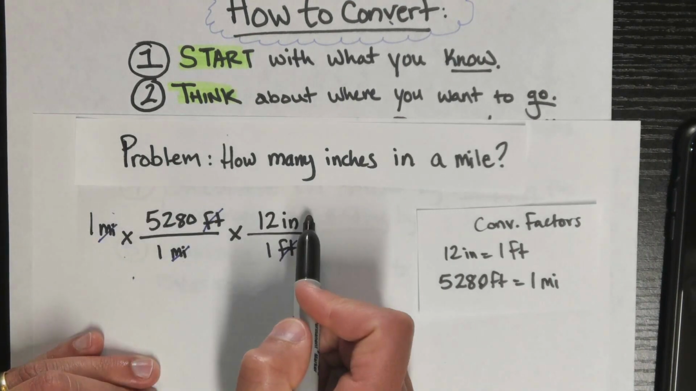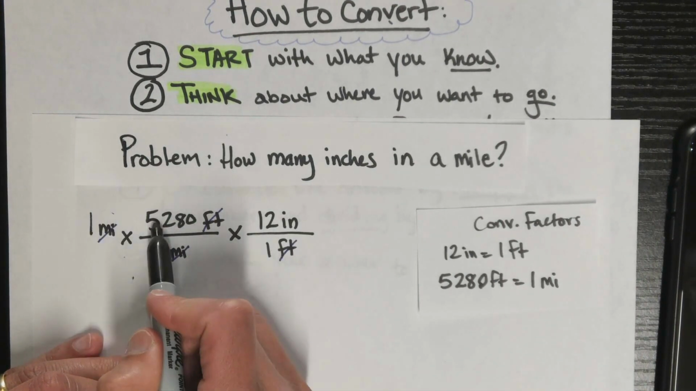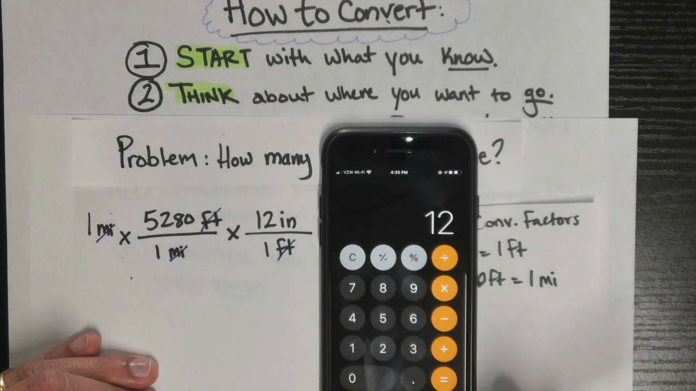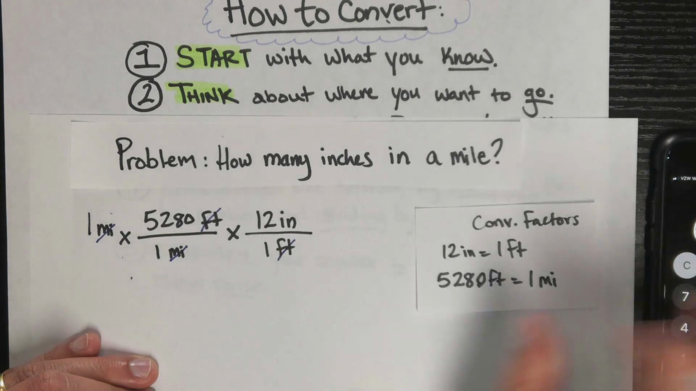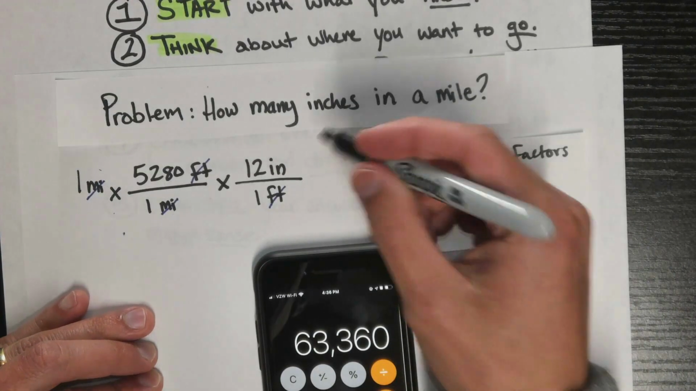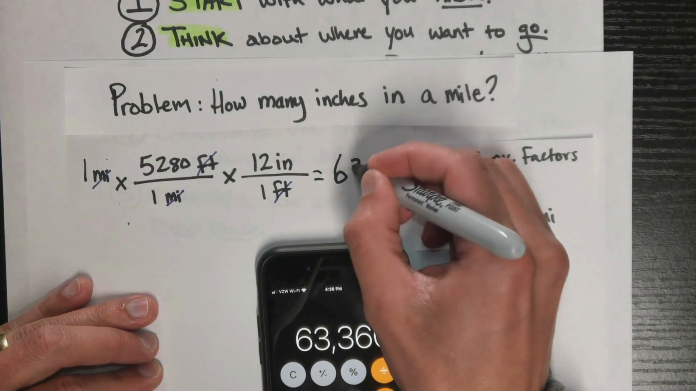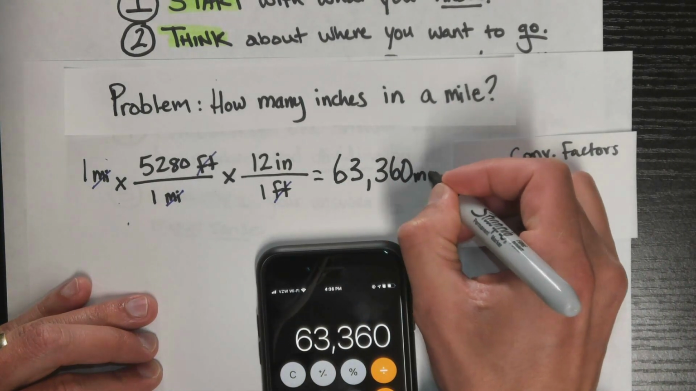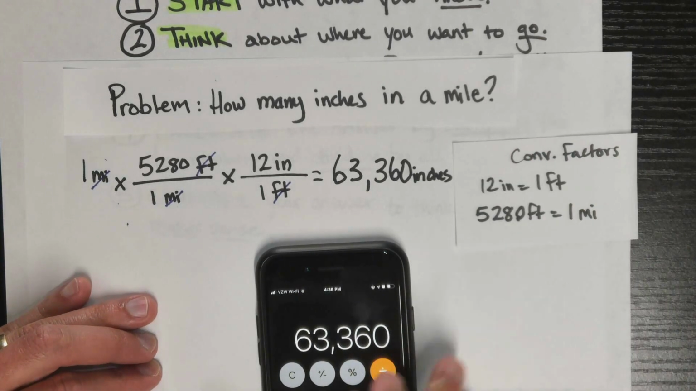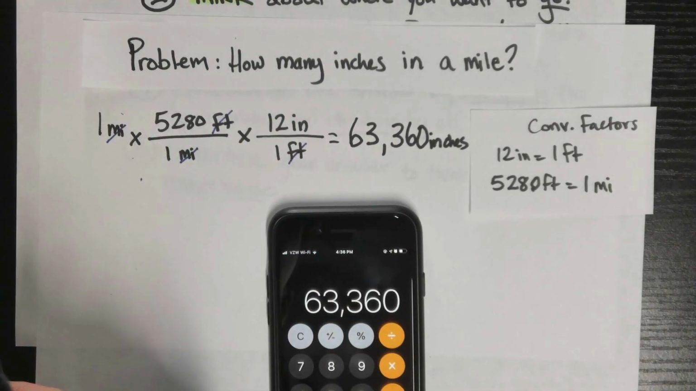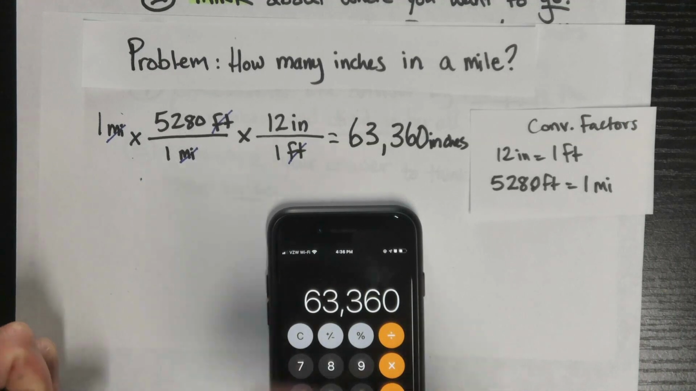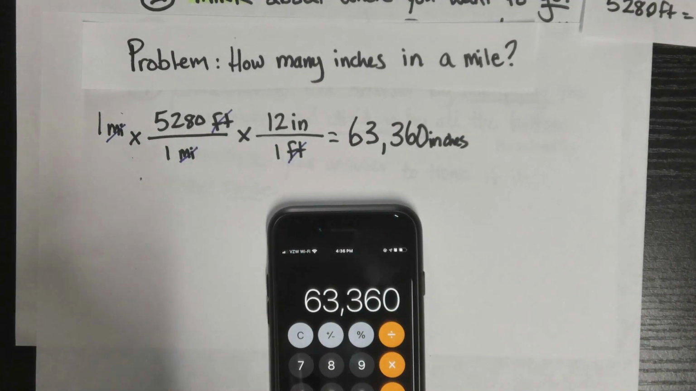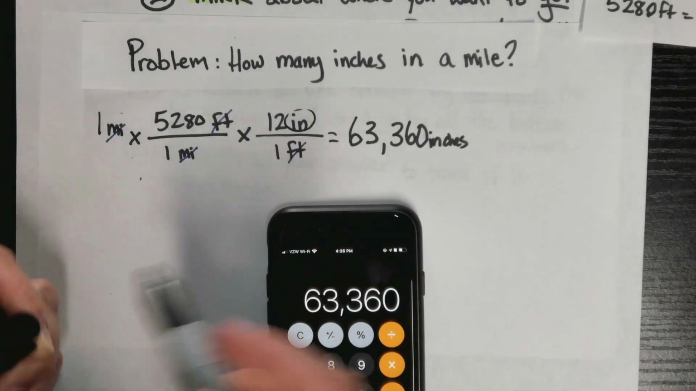And now I just multiply everything that's on top. So 1 times 5,280 times 12. 5,280 times 12 is 63,360 inches. Okay. So a slightly longer problem where you need to do a couple of steps in order to solve for the final unit, which would be inches.